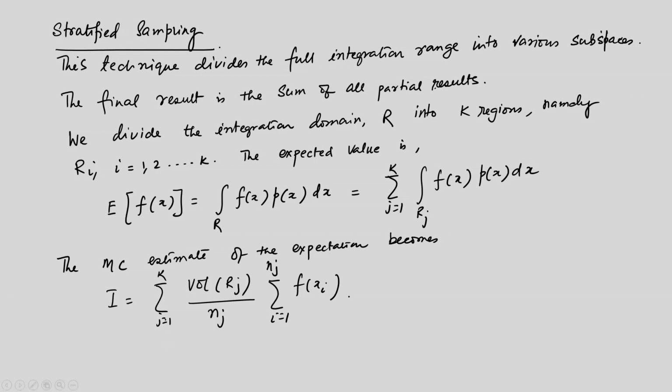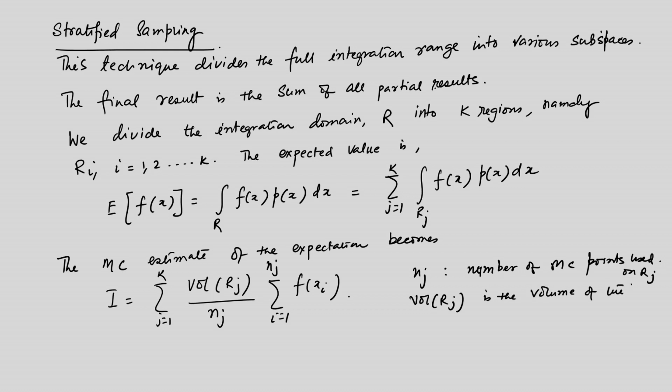So, the entire region R is actually broken into k subspaces. Just to remind you that Nj is the number of MC points used for the integration purpose on Rj. So, on these Rj, and the volume of Rj is the volume of the subspace Rj.